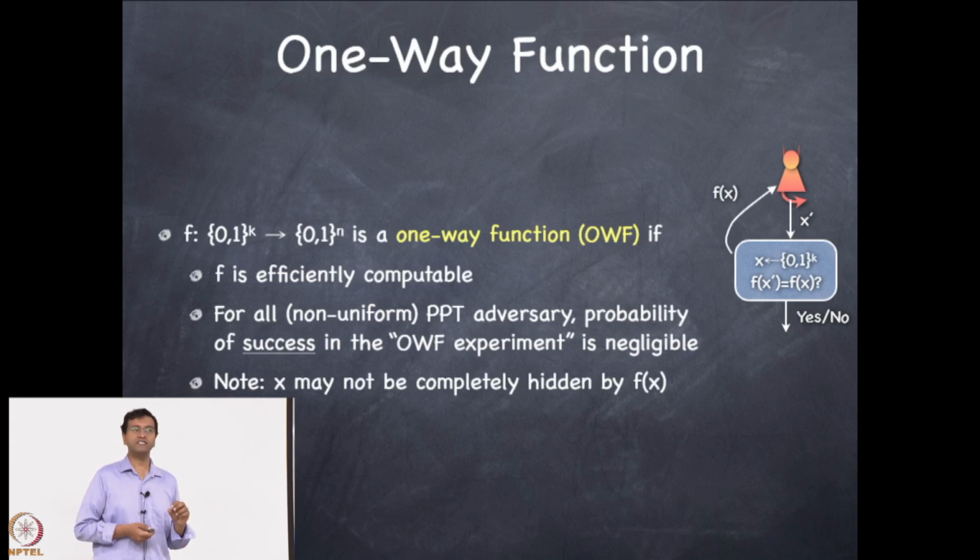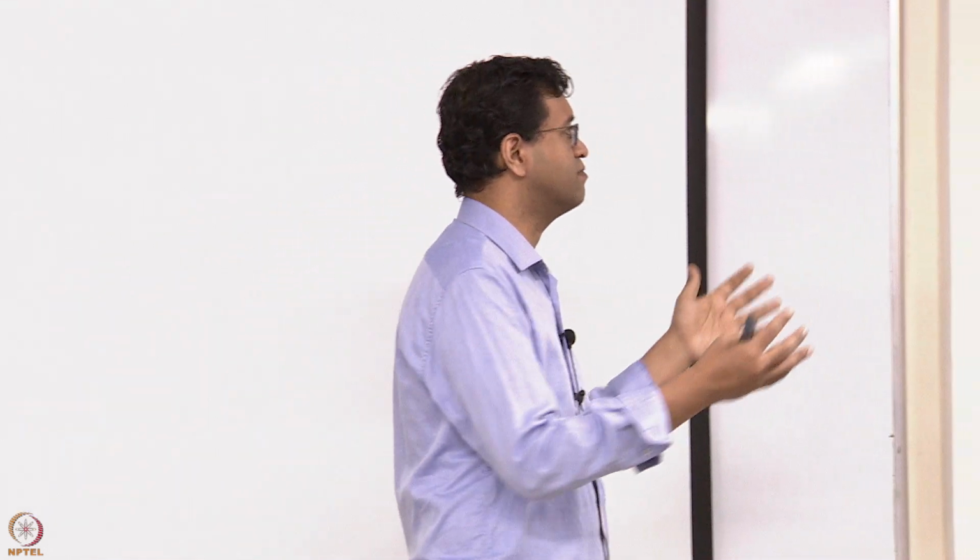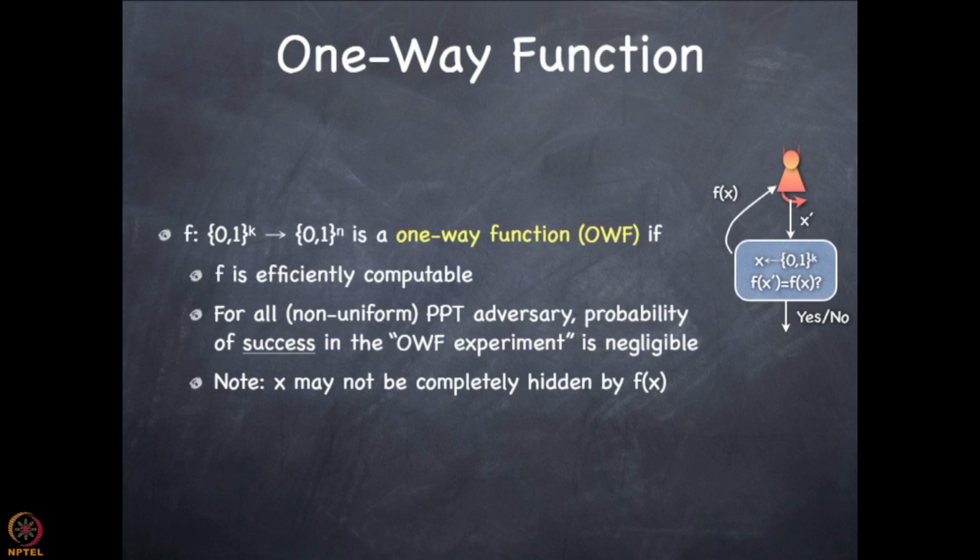One thing about one-way functions is that it sounds like from f of x you cannot find this x, right? But that doesn't mean x is completely hidden by f of x. f of x could reveal half of x. There are no secrecy guarantees about x. It's just guaranteed that you cannot find all of x, or some other x prime such that f of x prime equals f of x. So that's what a one-way function is.